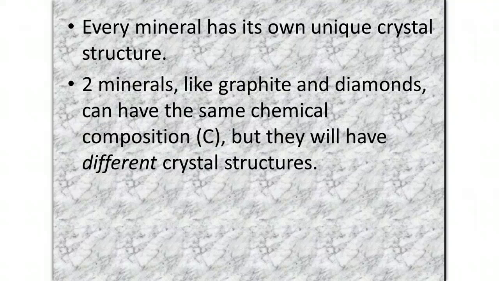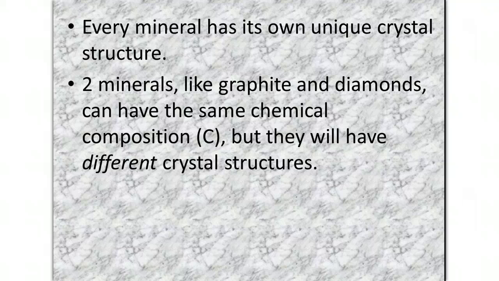Two minerals, like graphite and diamonds, can have the same chemical composition, which is carbon for both, but they will have different crystal structures. So in other words, two minerals can have the same chemical makeup, but they will end up having different crystal structures, which makes them two very different looking minerals.